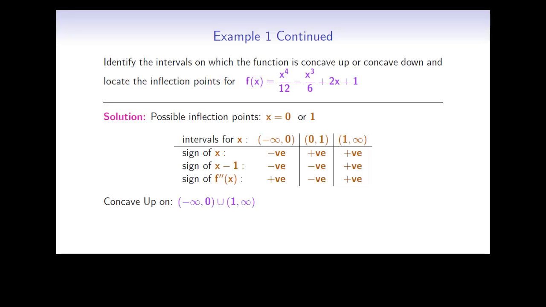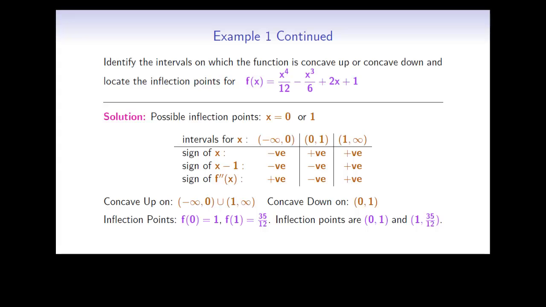Now we can read from this that the second derivative is positive on the interval from minus infinity to 0 and from 1 to infinity. This means that the function is concave up on these intervals. Also, it's concave down on the interval from 0 to 1, because that's when the second derivative is negative. To see the inflection points, we need to find out where the second derivative changes sign. This happens when x equals 0 and when x equals 1. So to find the y values of those inflection points, we calculate f of 0 is 1 and f of 1 is 35 over 12. So this gives us the two inflection points.